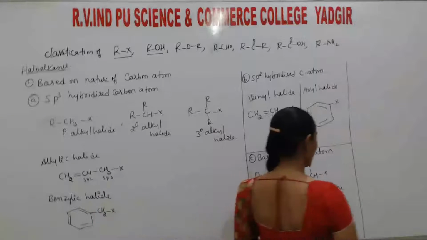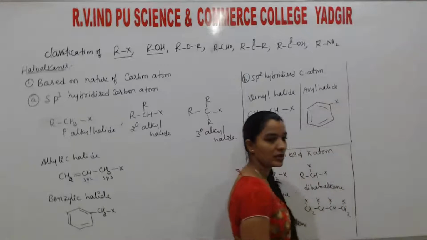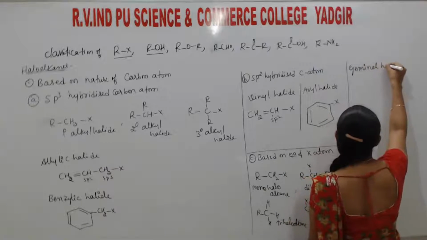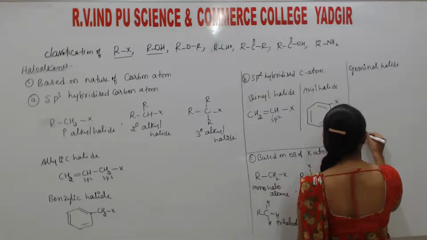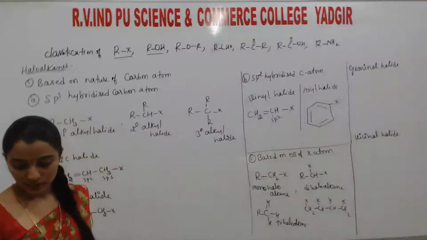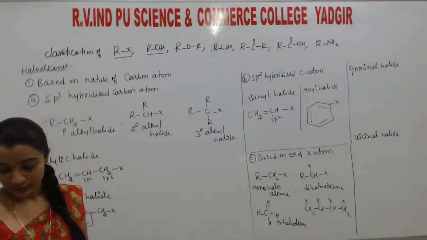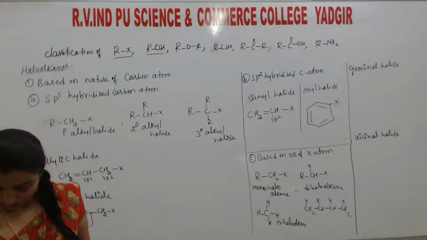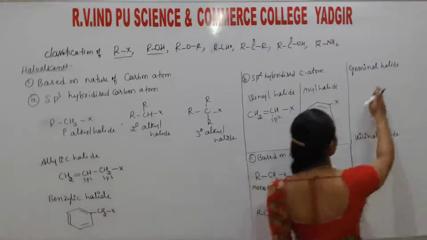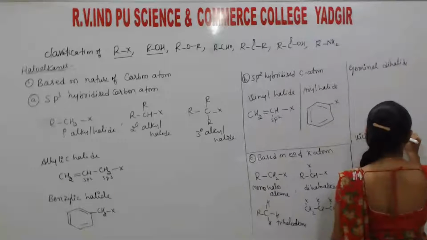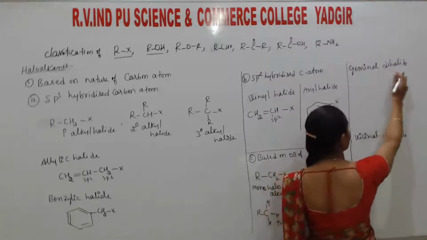So another one, students, based on the halogen atom, another classification is there. So one is geminal halide, another one is vicinal halide. Okay, so one is geminal halide, another one is vicinal halide. Especially this is for dihalides. So remember what is vicinal dihalide, what is geminal dihalide.